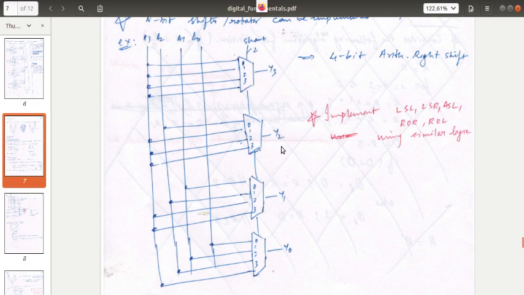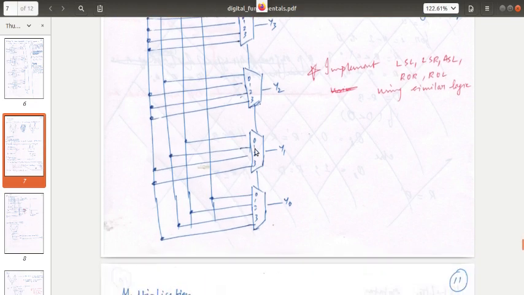For the second bit, the bit next to the MSB, if there is no shift, the value will be A2. But if there is even one shift, for one shift it will be A3, for two shifts it will be A3, for three shifts it will be A3. So the 0 input is connected to A2 and the remaining are connected to A3.